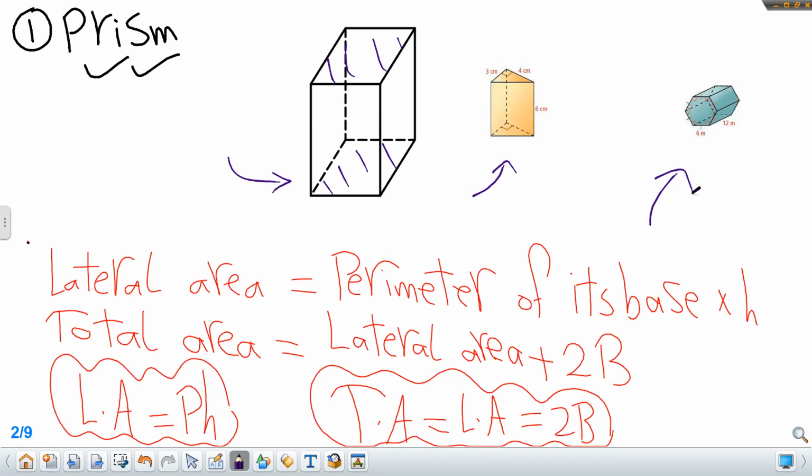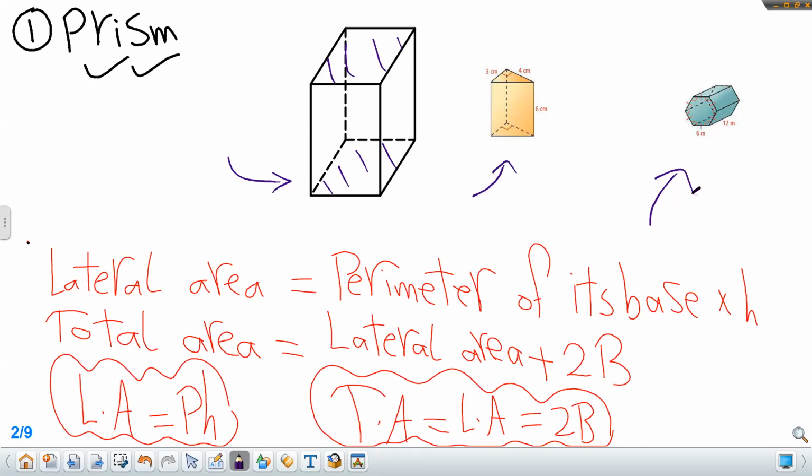Okay, but what about the rules of areas of the prism? You have lateral area and total area. Lateral area means the sum of areas of the side faces, but total area is the sum of areas of all faces of the solid. So what about lateral area? Lateral area of the prism is the perimeter of its base multiplied by height.